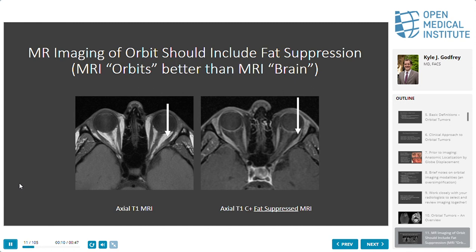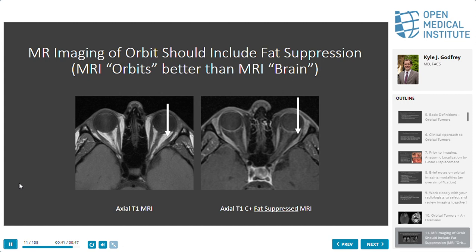The orbit is a unique tissue space in that it's filled with fat, which can make imaging challenging. And so whenever you get an MRI orbits, they're typically going to include fat suppressed sequences, and you can see the difference here between this bright fat during the T1 sequence and the fat suppressed sequences, which eliminates the fat and allows you to see everything else that's in that orbital sequence. So fat suppressed imaging is crucially important. If you just get an MRI brain, it often will not include that fat suppressed sequencing, and it may make it difficult to differentiate between subtle orbital lesions.